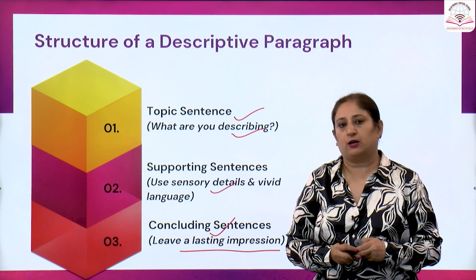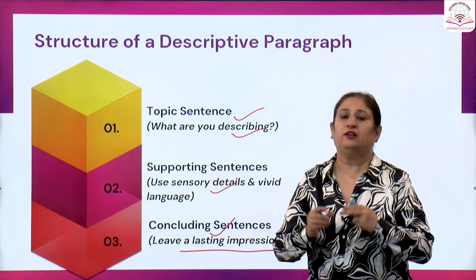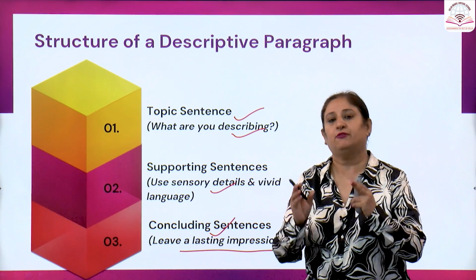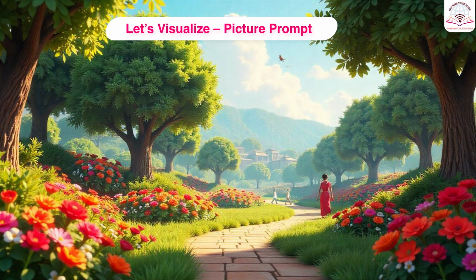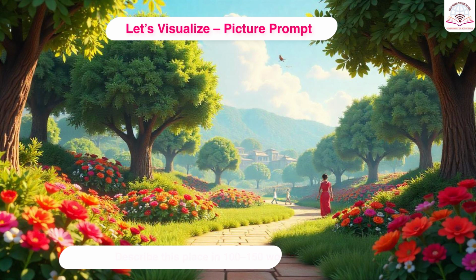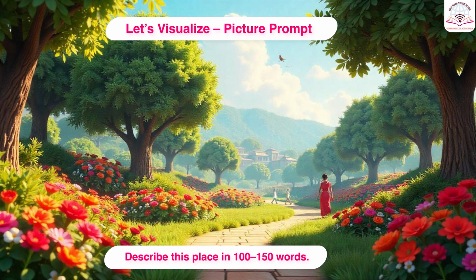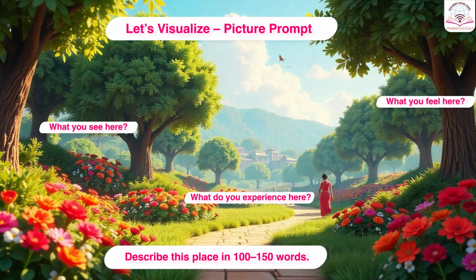It's time for us now to look at a sample visual where we are going to use descriptive paragraph. Here is a visual prompt in front of you, and if I ask you to describe this picture in detail, how are you going to do that? Obviously, you are going to use your sensory details. For example, what do you see here? What do you feel here? And also, what do you experience here? So now, when you paint your picture with words, that becomes a descriptive paragraph.